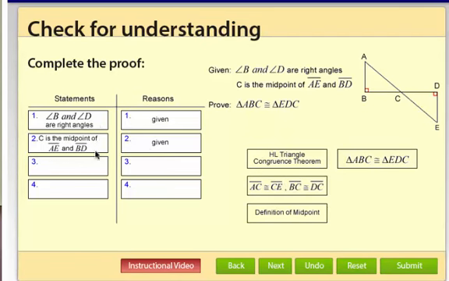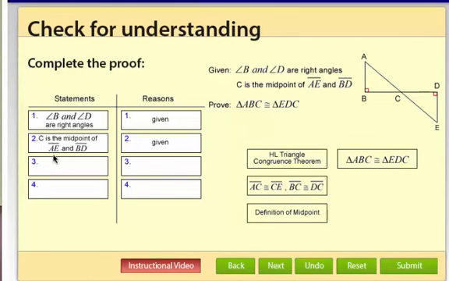So what can I conclude based on these two? I could conclude that angle B and D are congruent because right angles are congruent, but that's really not going to help in this situation because, well, you'll see in a minute. Let's just try making a conclusion on statement 2.